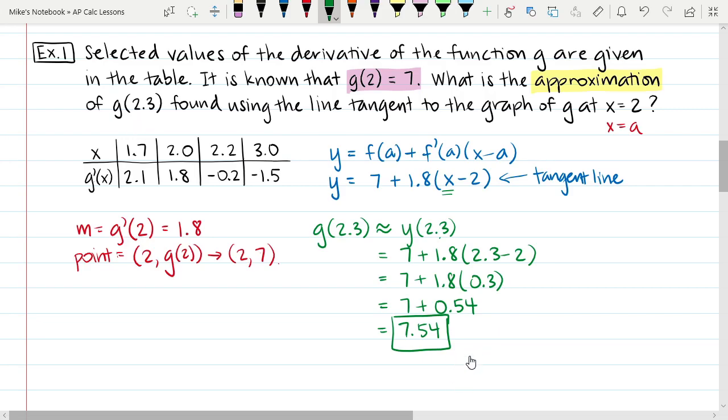Okay, and again, notice we didn't know anything about the function g, but we did know that the derivative of g at 2 is 1.8, and so I was able to use the equation of its tangent line at 2 to find an approximation for g of 2.3. Okay, let's look at another one.